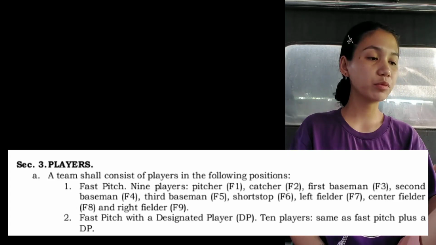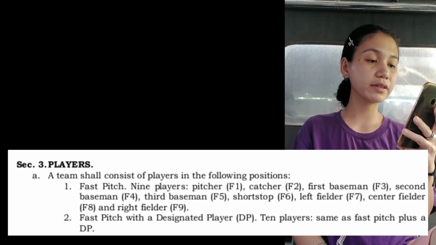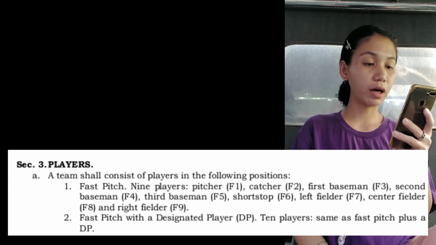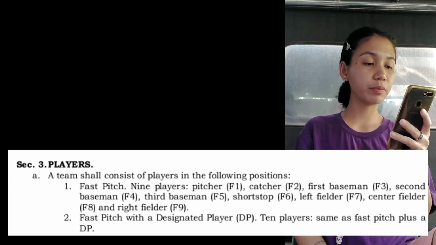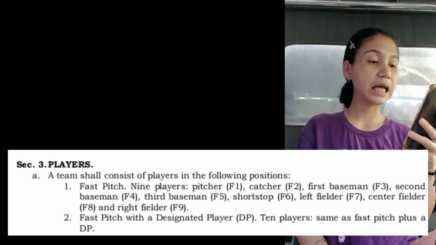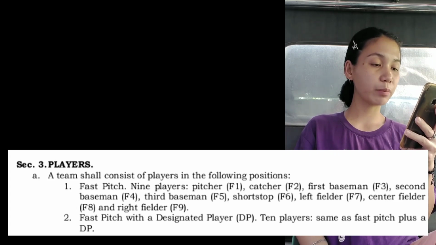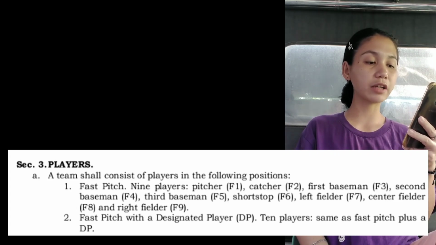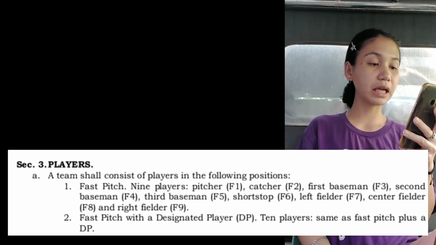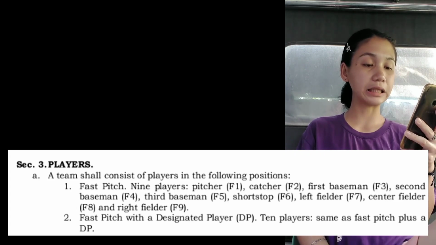So a team shall consist of players in the following positions: fast pitch, 9 players: pitcher F1, catcher F2, first baseman F3, second baseman F4, third baseman F5, shortstop F6, left fielder F7, center fielder F8, and right fielder F9. So, fast pitch with a designated player, DP, 10 players, same as fast pitch plus a DP.